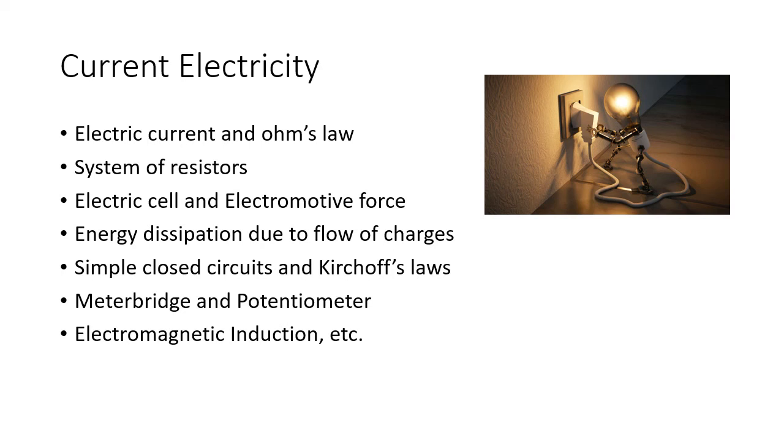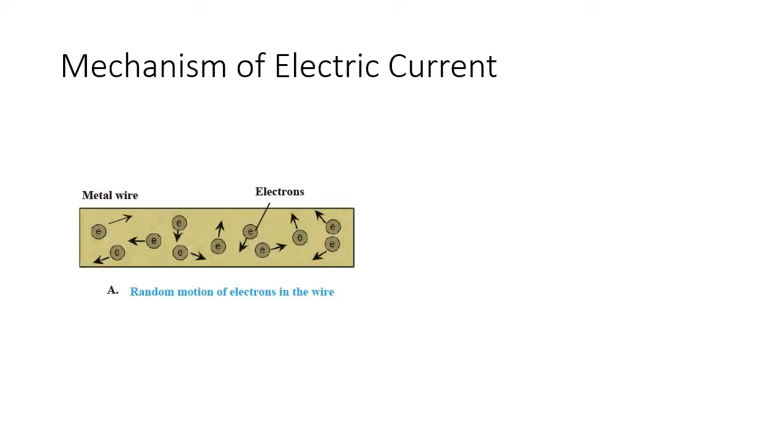Okay, so first let's see what is electric current and what makes a flow of current inside a conductor. Before talking about the current, I would like to discuss the behavior of electrons in a metal conductor in absence of an external electric field. No electric field means no potential difference is applied to the conductor.